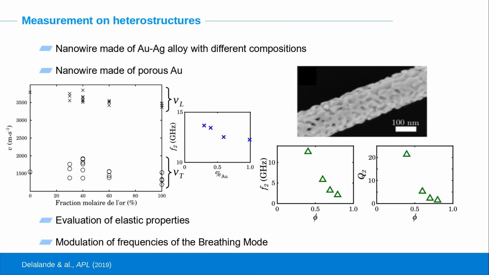For example, nanowires made of porous gold. In that case, we don't change the radius of the nanowire, we don't change the material, but we change the porosity. And it will lead to a drastic change of the frequency of the breathing mode, which is quite interesting if you want to develop applications based on such nanoparticles as nano-sources.